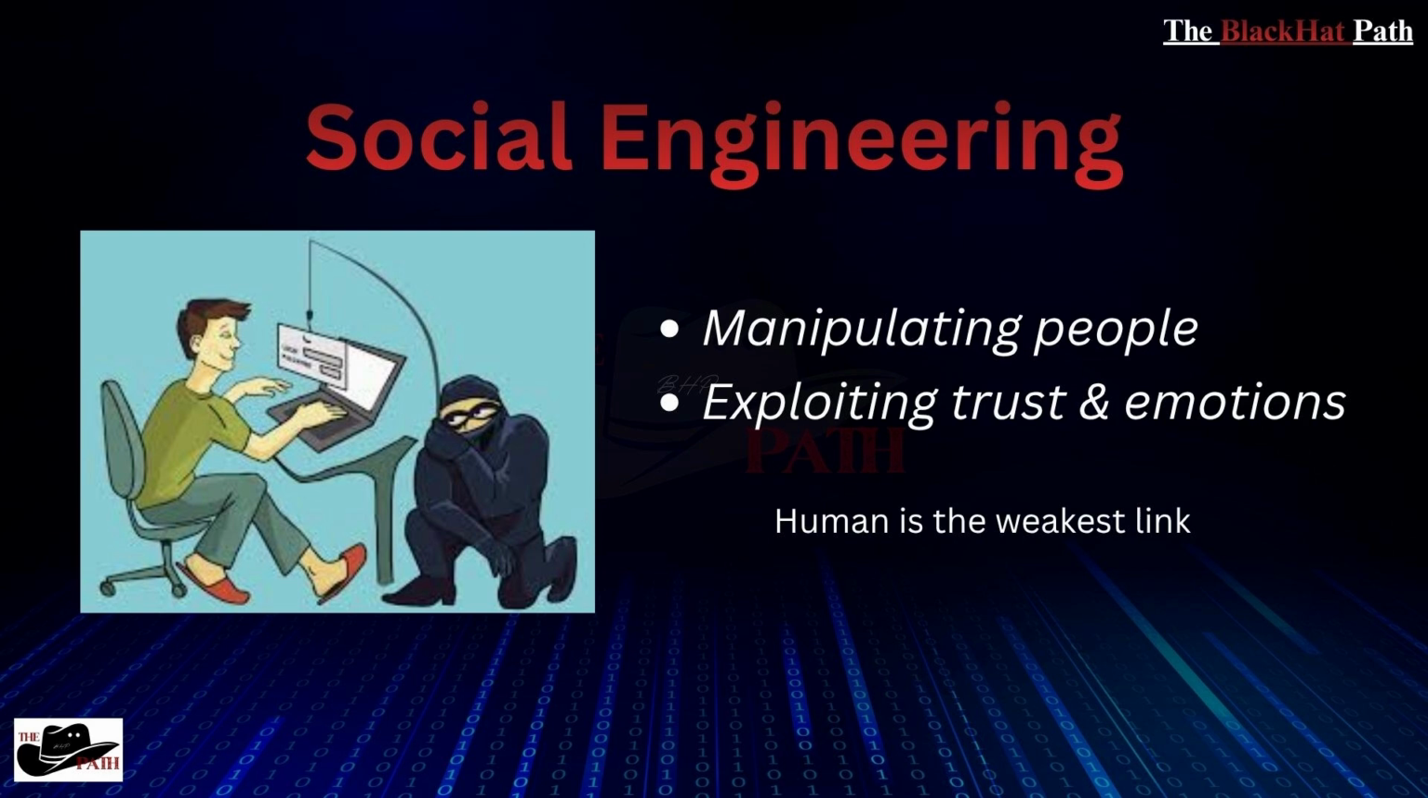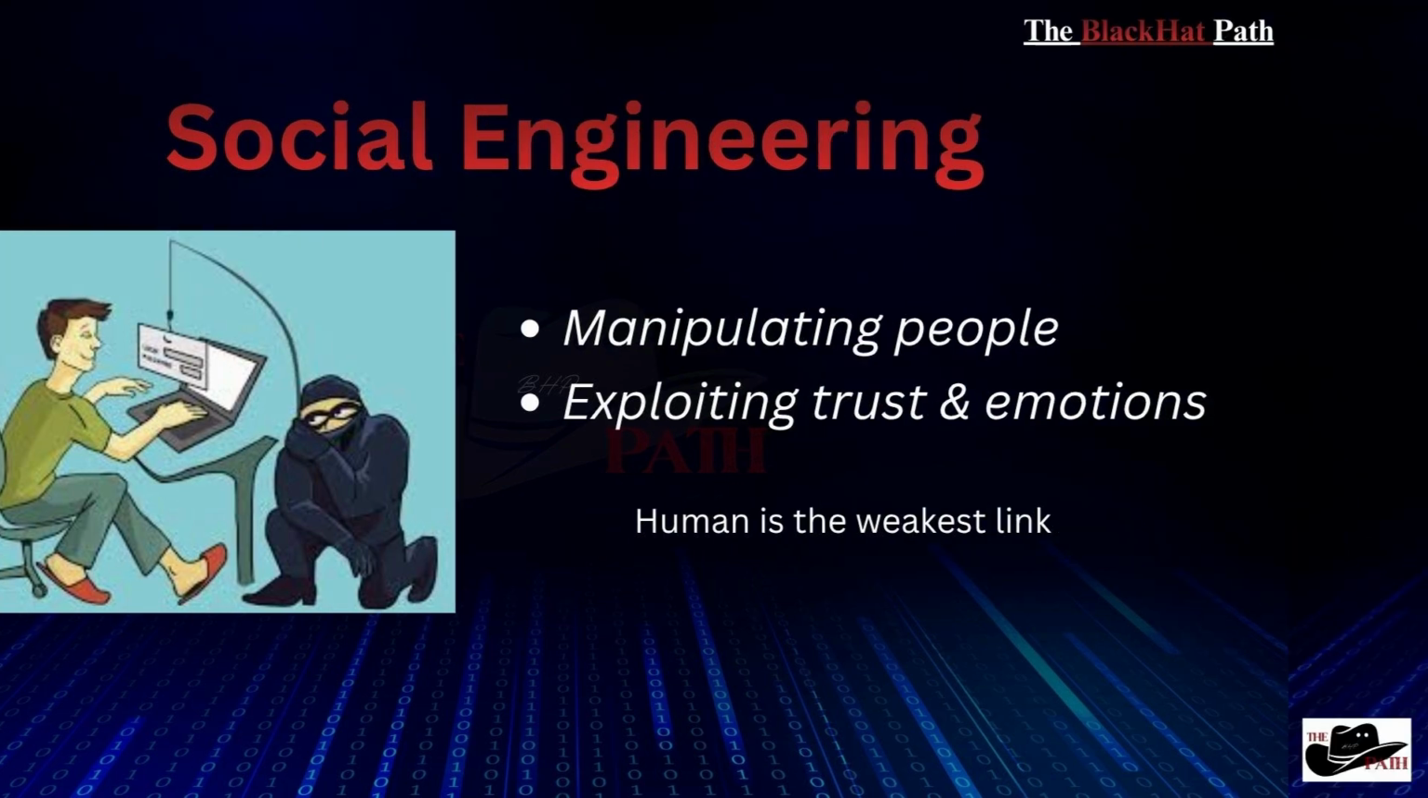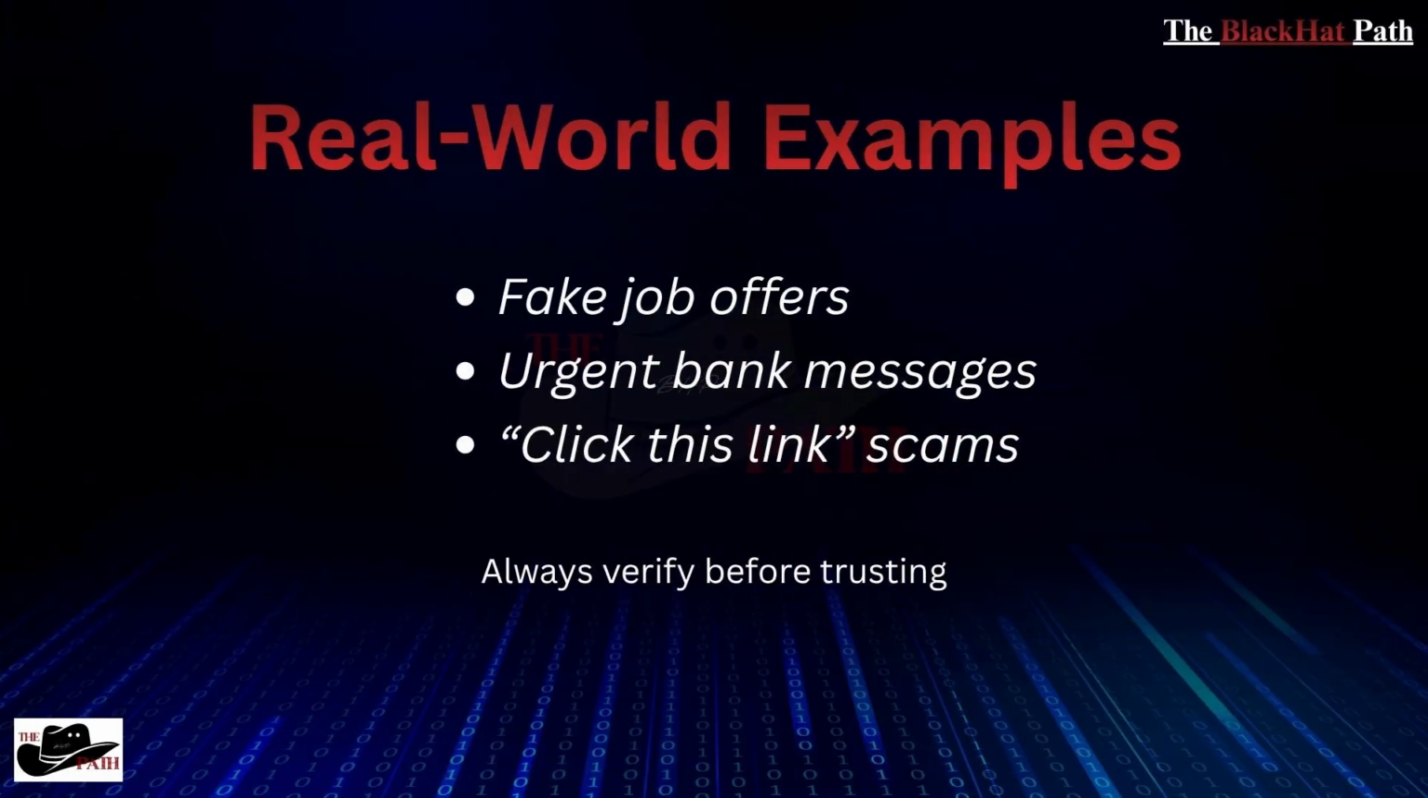Now comes social engineering. This is one of the most powerful attack techniques. In social engineering, attackers manipulate people instead of hacking systems. They exploit human psychology like trust, fear, urgency. Example, pretending to be bank staff, asking for OTP, sending urgent messages. You might have seen messages like your account will be blocked, click this link immediately, you won a prize. These are common social engineering tricks. These messages create urgency so people don't think before acting.